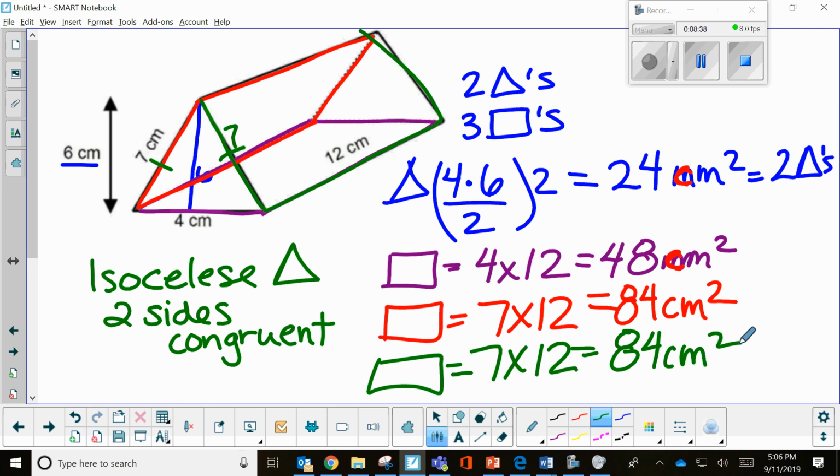So now I'm going to add 24 plus 48 plus 84 plus 84. And that gives me 240 centimeters squared. Okay? And that is your surface area for triangular prisms. You always have 2 triangles and 3 rectangles. So you just have to figure out what are the rectangles and what are the triangles.